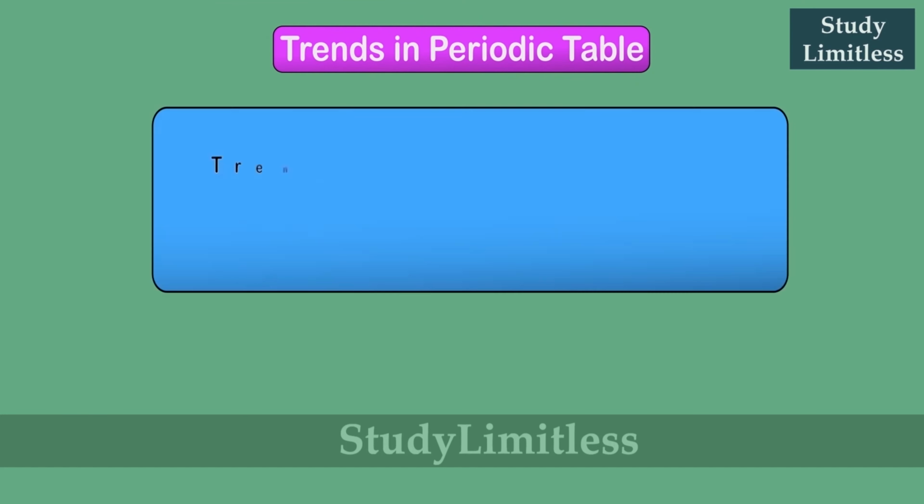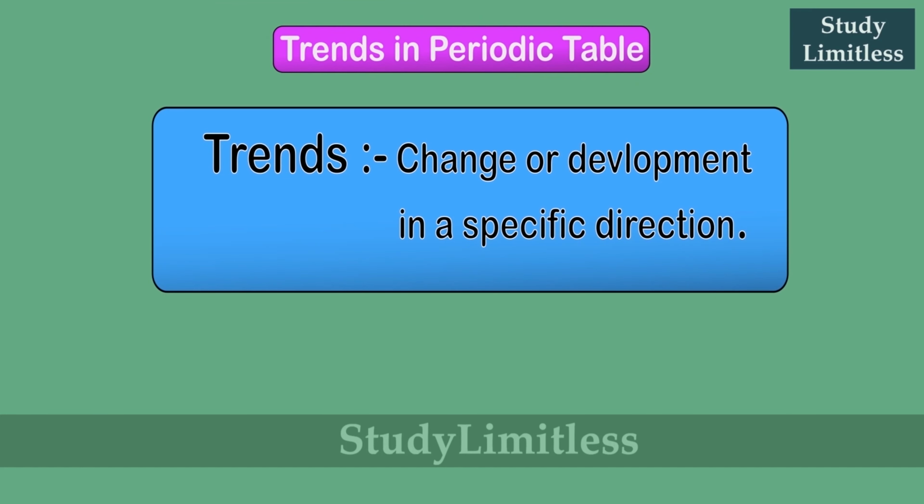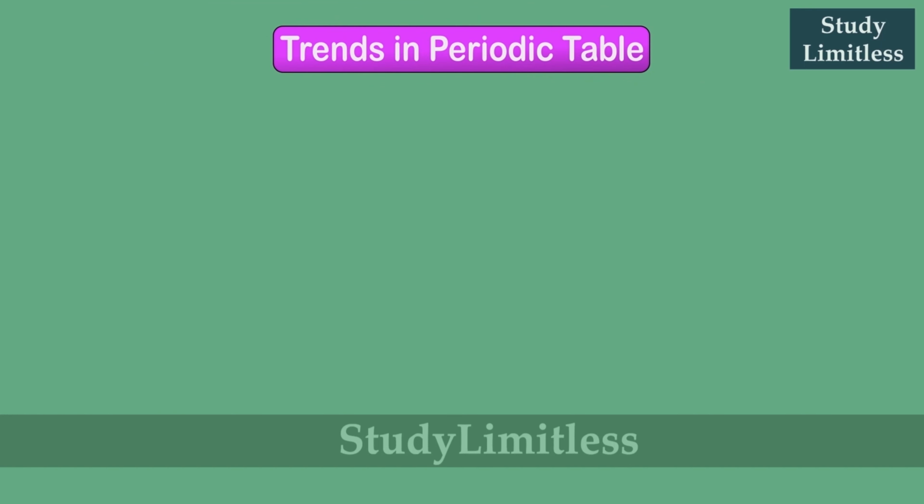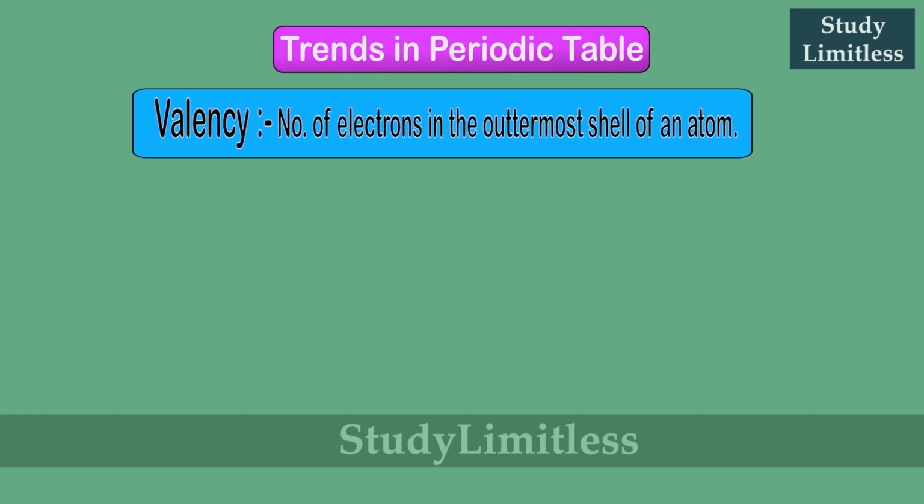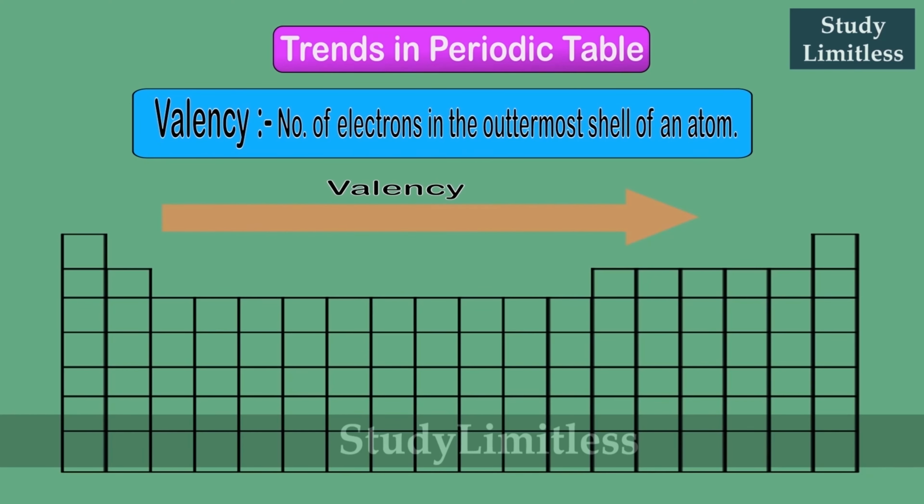Now let's start off with the trends in the modern periodic table. A trend is nothing but a change or a development in a specific direction. So let's start off with the valency. The valency is nothing but the number of electrons in the outermost shell.